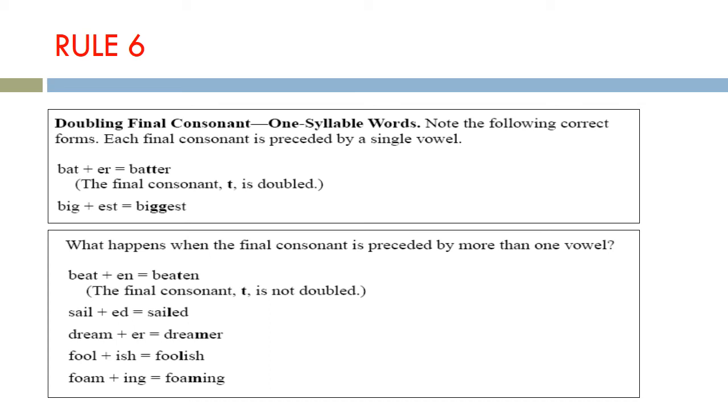Now, we take the second case when the vowel is long or there is a diphthong. We do not double the consonant. So, what happens when the final consonant is preceded by more than one vowel? It means a long vowel or a diphthong. Here, beat, beaten, one T. Sail, sailed, one L. Dream, dreamer, one M. Fool, foolish, one L. Foam, foaming, one M.